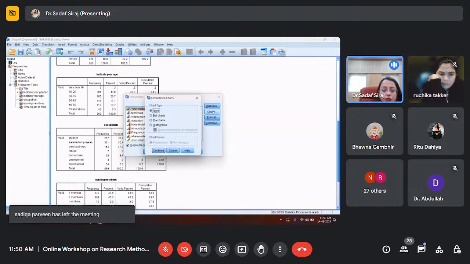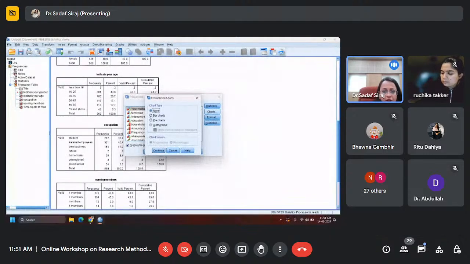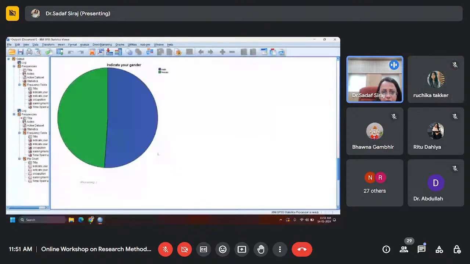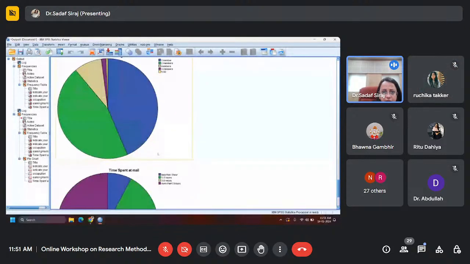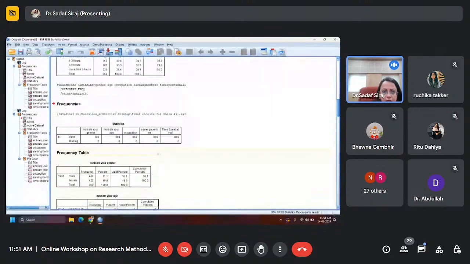Click on Charts. Now it is going to ask you what kind of graphical representation you want for your data. You want bar graphs, you want pie charts, or you want histograms. Supposedly I say that I would like to have pie charts. Continue. Okay. So you'll find that now the pie charts are there, right? All the pie charts and the tables are there on a click of a button.